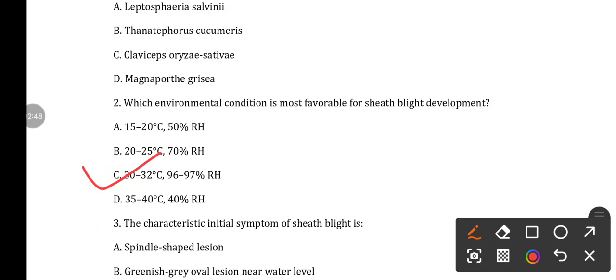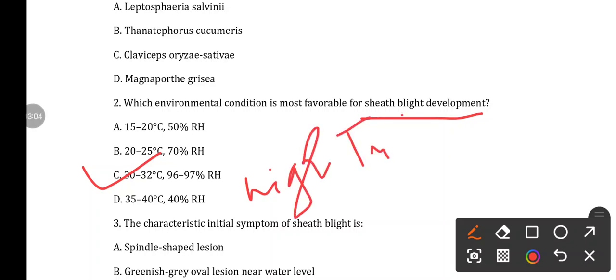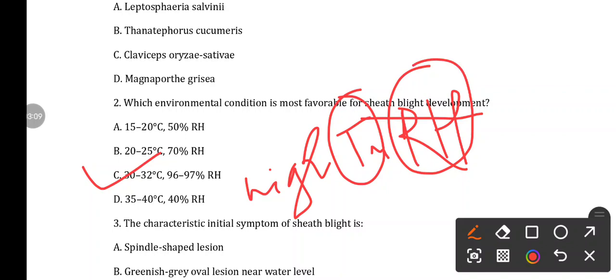In short, this disease, the sheath blight of rice, is favored by high temperature as well as high humidity, RH. Both temperature and RH should be high enough for the development of sheath blight of rice, that is 30 to 32 degrees Celsius and 90 to 96% RH.